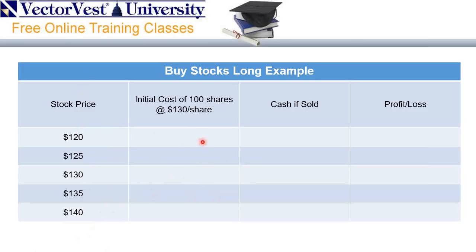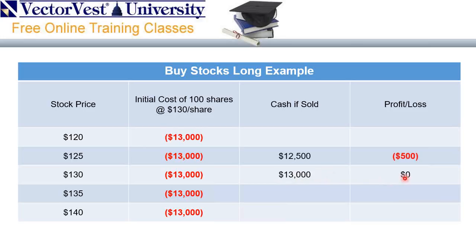This column represents how much it costs you to initiate the trade. So in our example, it costs us 13,000. The thing I want to get across here is that the 13,000 doesn't change. Whether the stock's price goes up or down, it does not change the fact that you spent 13,000 on that trade. This column represents how much money you would get back if you sold it at this price. So if the stock was trading at 130 when you sold it, you'd get 13,000 back, which means no profit, no loss. And then I'll just fill in the other ones because we kind of talked about some of those examples.